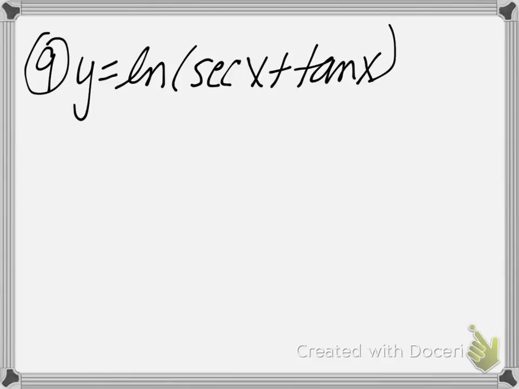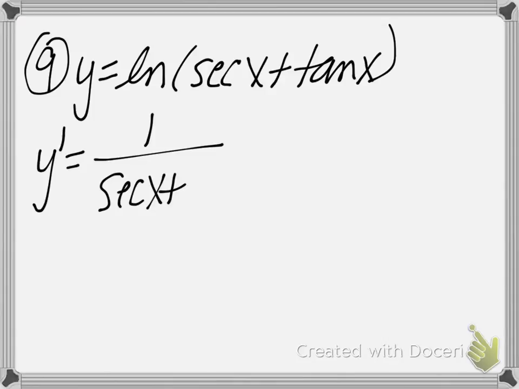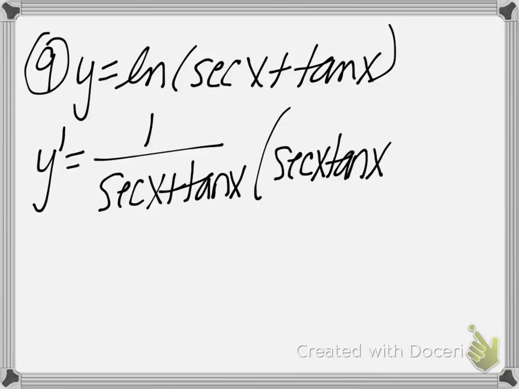Okay, so the derivative of ln of something is 1 over that something times the derivative of the something. The derivative of secant x is secant x tan x. The derivative of tan x is secant squared x. Okay, and that completes that sheet.